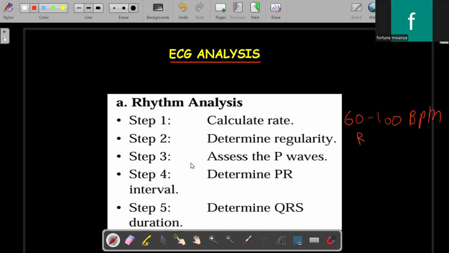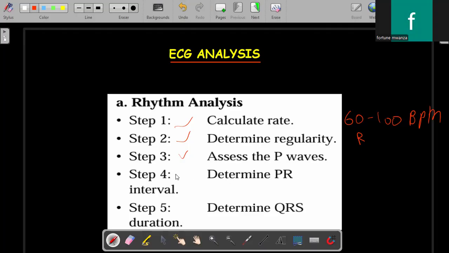Then the third step is determining or assessing the P wave. You assess the P wave. Is your P wave regular? Is it there at all? So that's the third step.